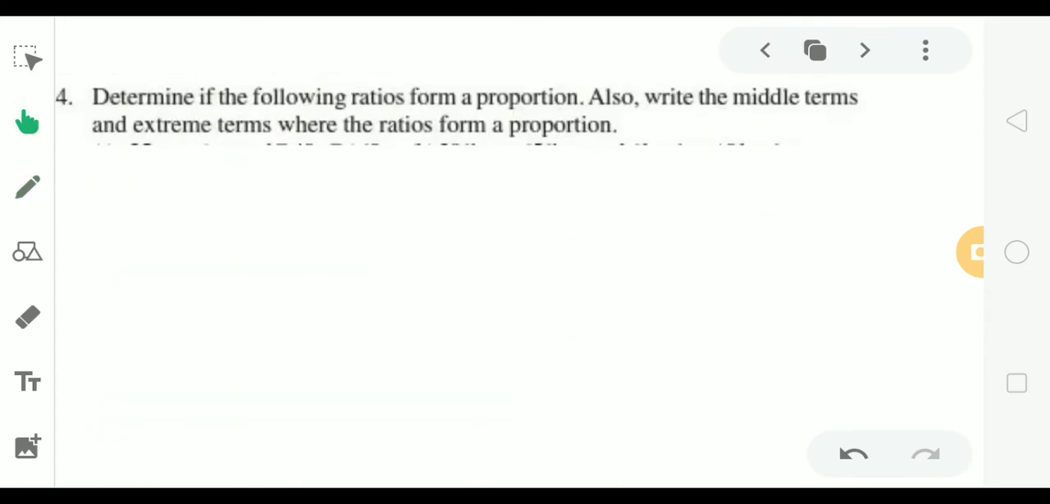Now the next question: determine if the following ratios form a proportion. Also write the middle terms and extreme terms where the ratios form a proportion. We learned what the middle terms and extreme terms in a proportion are.